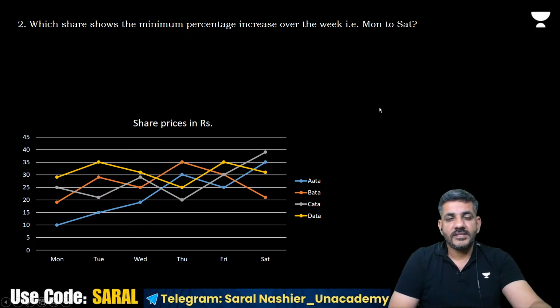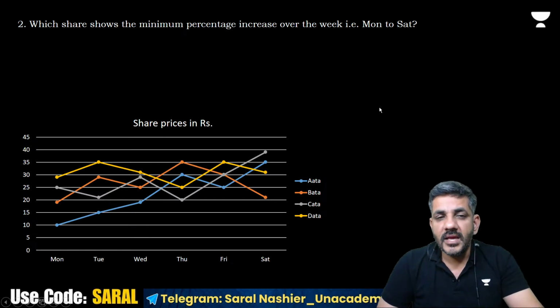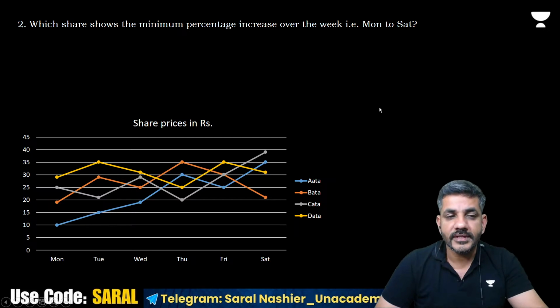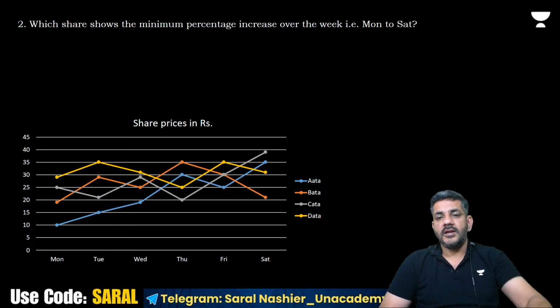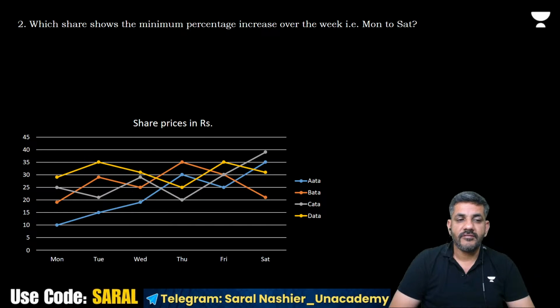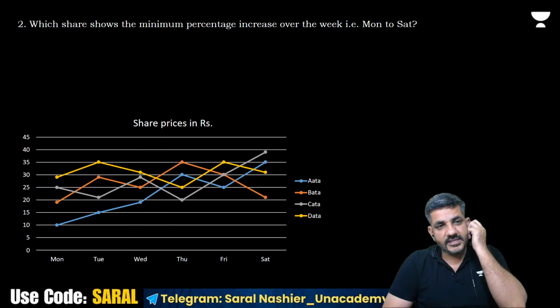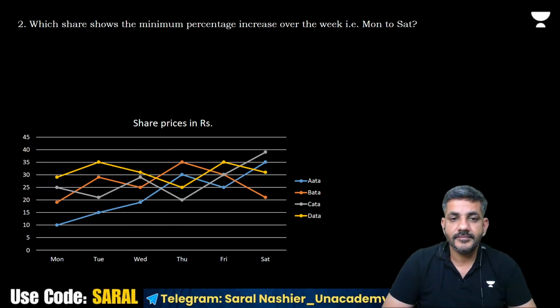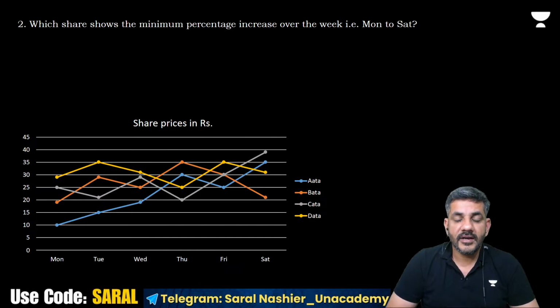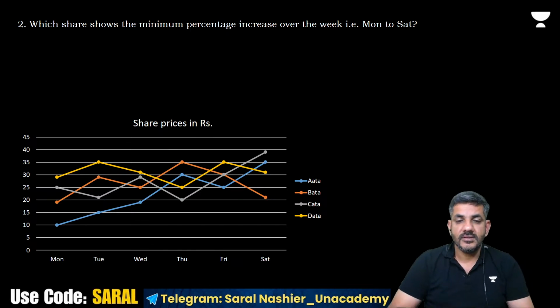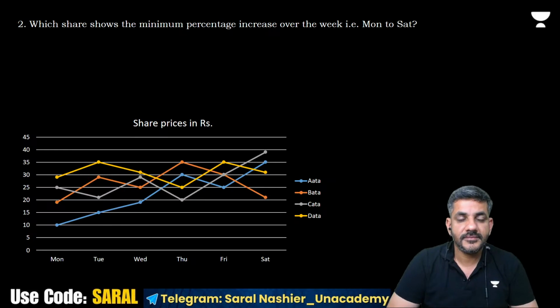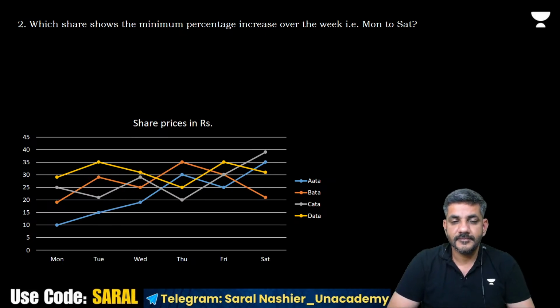So this time the question is: which share shows the minimum percentage increase over the week, that is Monday to Saturday? So who is giving you the minimum percentage increase here? From Monday to Saturday, which share is showing the minimum percentage increase? Can I get any answer again?